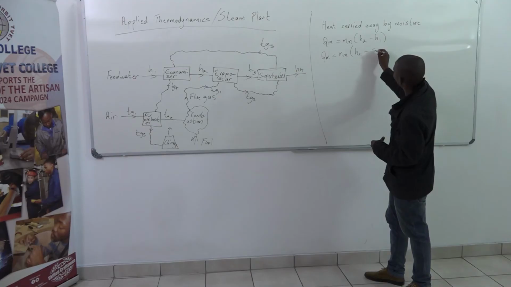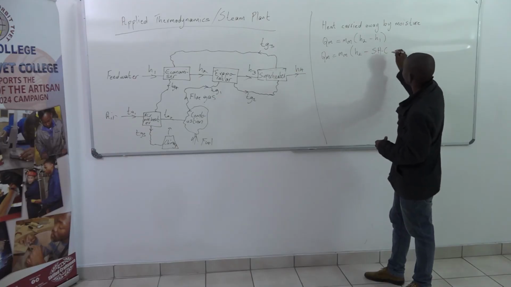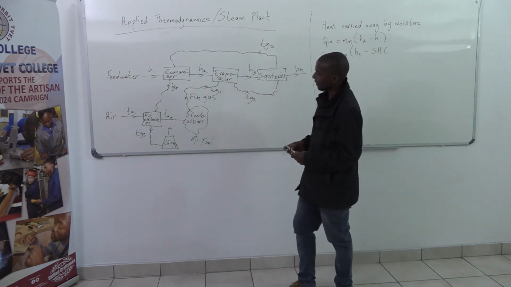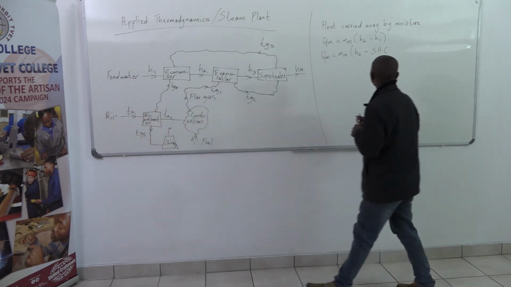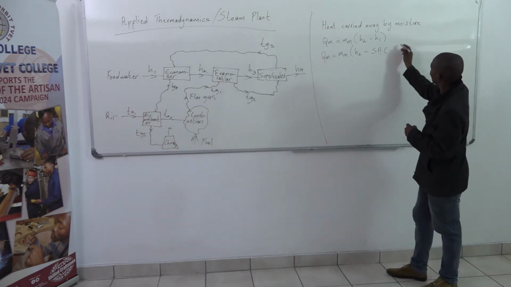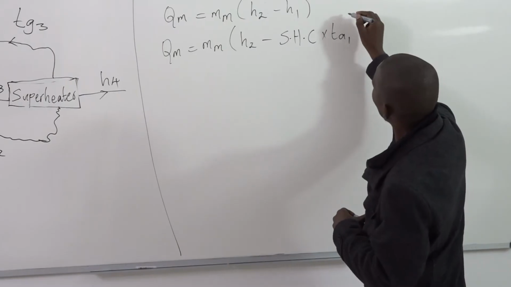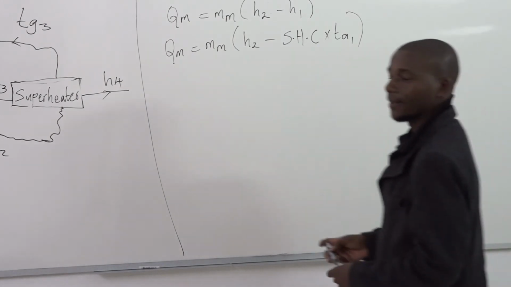you'll get it using this equation: specific heat capacity of water from N5, times the boiler room temperature, in this case, TA1, let's say TA1. Boiler room temperature times the specific heat capacity. And that's the equation for the heat carried away by moisture.